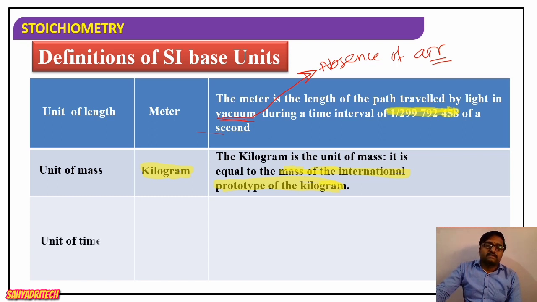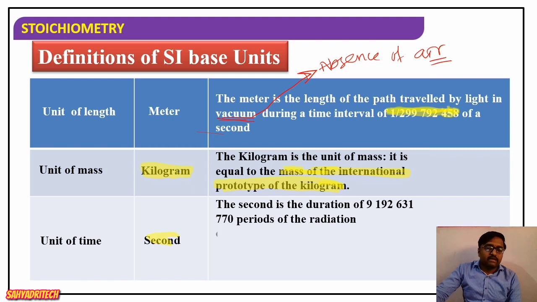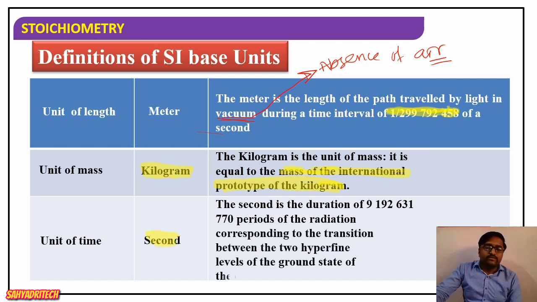The next one, unit of time. What is the unit of time? Second is the unit of time, right? Time is expressed in terms of second. What is second actually? The second is the duration of 9,192,631,770 periods of the radiation corresponding to the transition between two hyperfine levels of the ground state of cesium 133 atom.